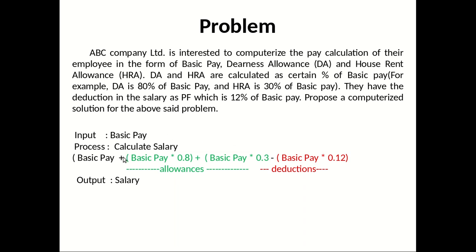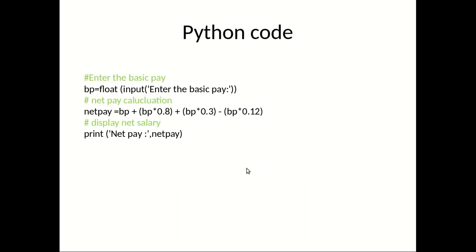So the total salary is the basic pay plus the DA, which is 80% of the basic pay, plus the HRA, 30%. And a deduction, that is to be subtracted. So it's a simple arithmetic expression, and let's see the program for that.